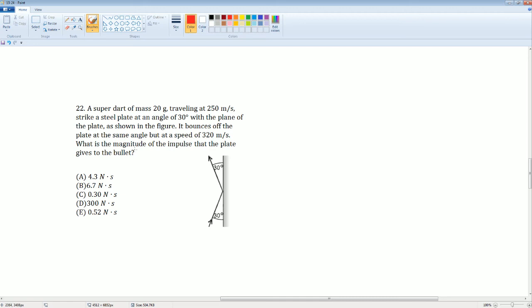Same here. What is the magnitude of the impulse? Please understand what impulse means. Impulse is defined by the change in momentum. So here you can just write F times delta T is equal to mv final minus mv initial.